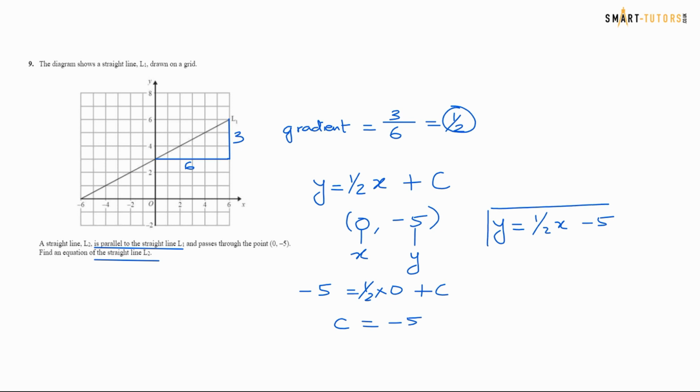So another method you can do: (0, -5) means that is the intercept. -5 is the intercept, so -5 at the end. Half x we found out from the line L1. So that is our final answer.